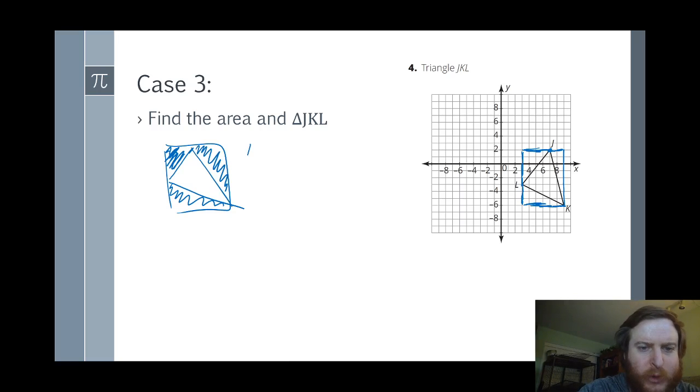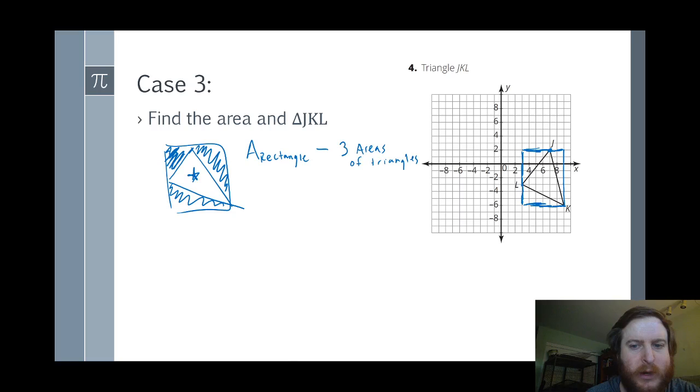So we're going to start off with the whole, which is the area of the rectangle. And then we're going to subtract our 3 areas of our triangles. Right? And that's going to leave us with this inside area, which is what we want. So that's the basis of that. Okay? So that's what we're going to be doing.